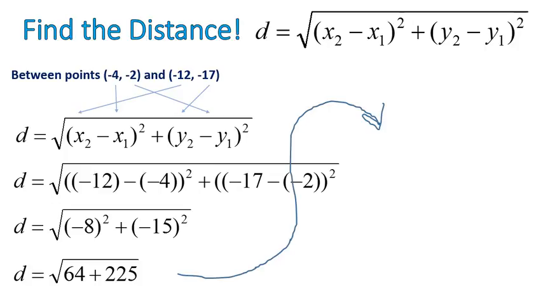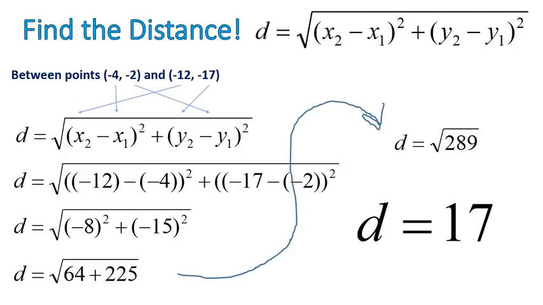225. Now we're going to go up here, add those numbers together, and that gives you 289. The distance is 17. The square root of 289 is 17. So that's the distance between these 2 points.